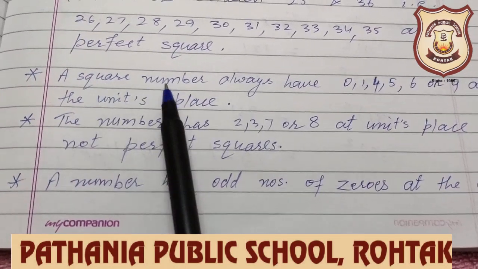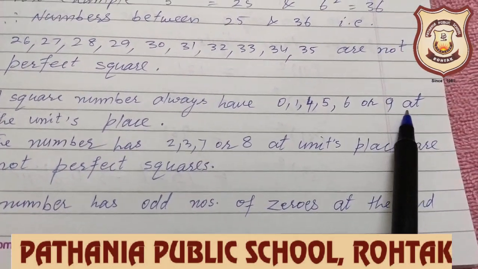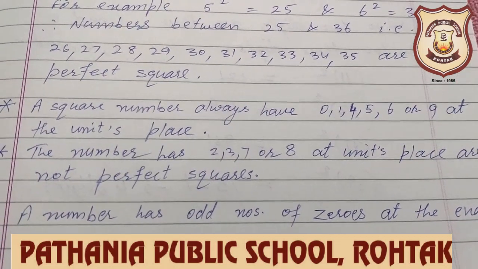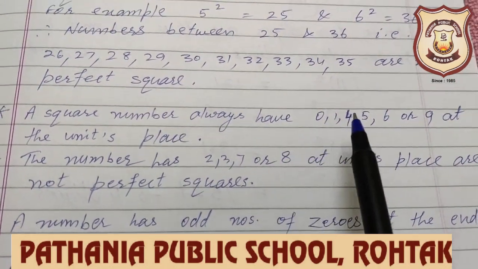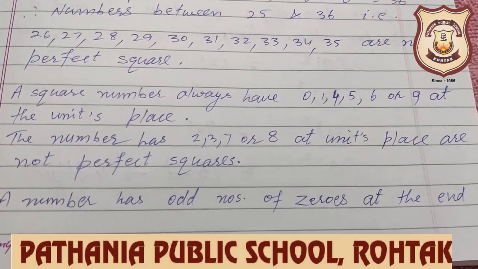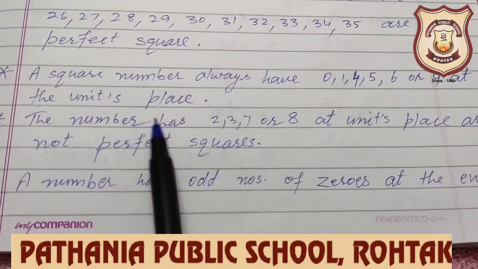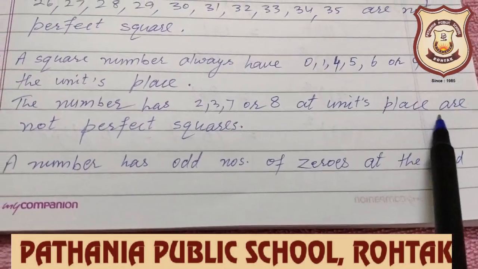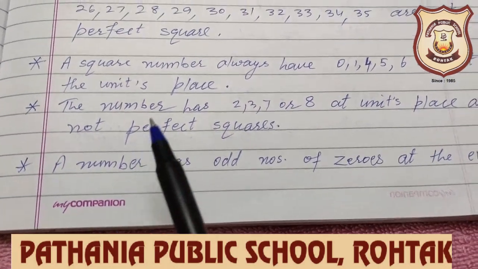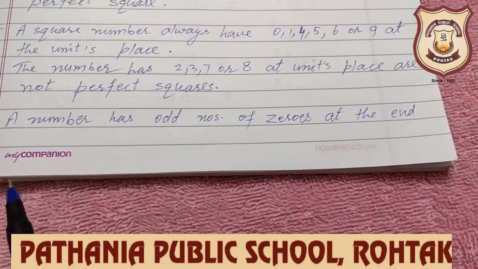Next thing, a square number always has 0, 1, 4, 5, 6 or 9 at the units place. How can you identify a square number? Those whose units place is 0, 1, 4, 5, 6 or 9 can be square numbers. A number that has 2, 3, 7 or 8 at the units place is not a perfect square. What are the numbers which are not perfect squares? Those whose unit digits are 2, 3, 7 or 8.